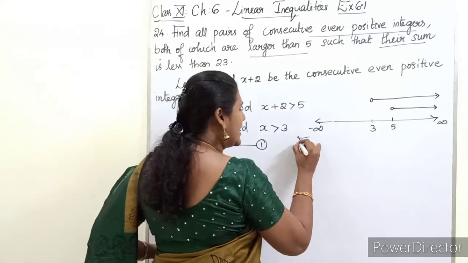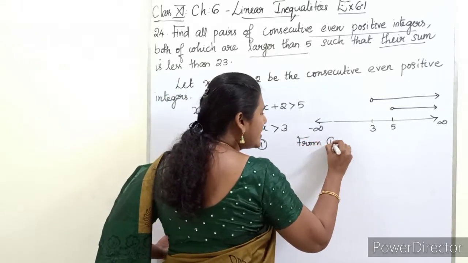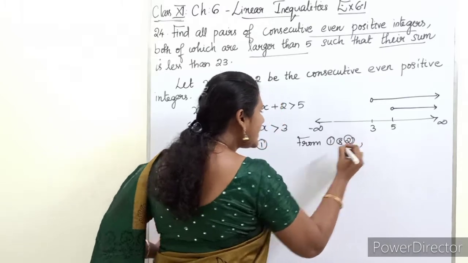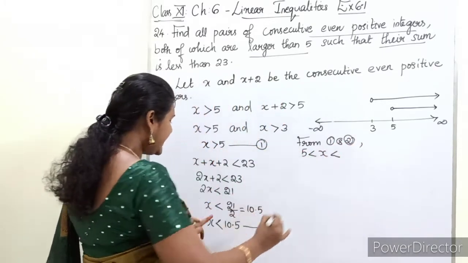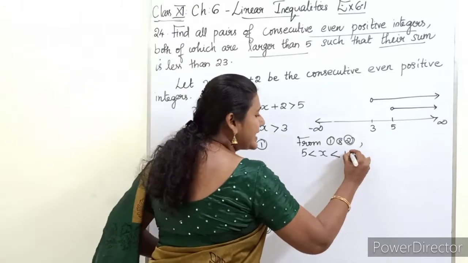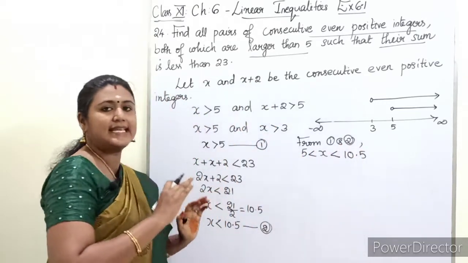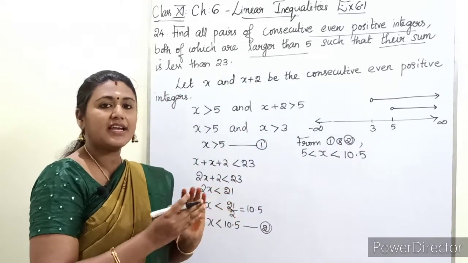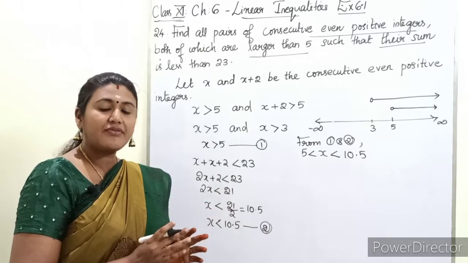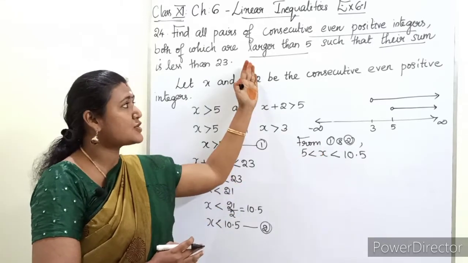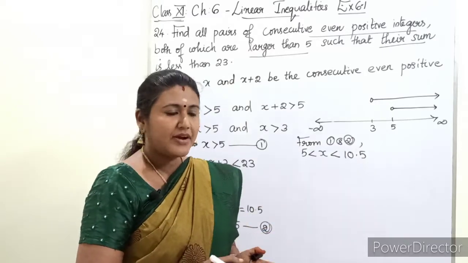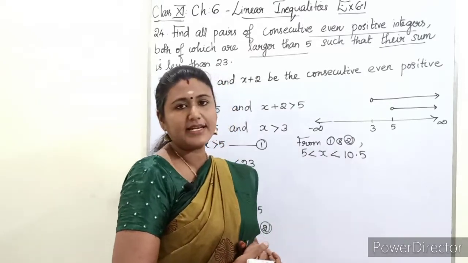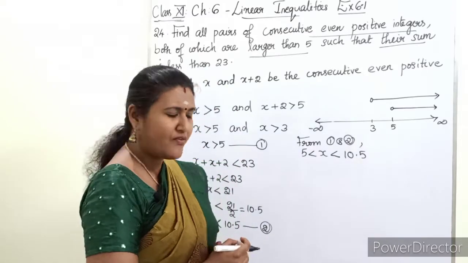So from inequality 1 and 2 we can write 5 is less than x less than 10.5. That is, the values of x lie between 5 and 10.5. So you can find out the values. x is actually an even number. So you can write all the even numbers between 5 and 10.5 as values of x.